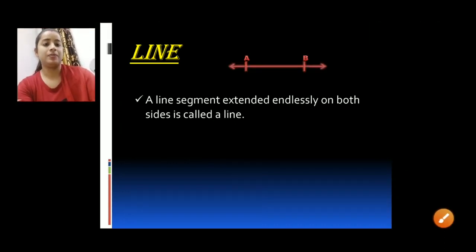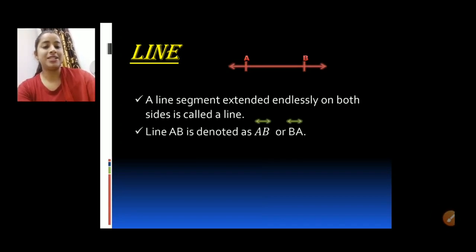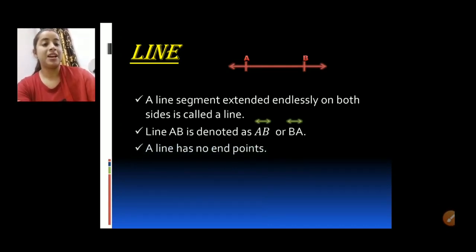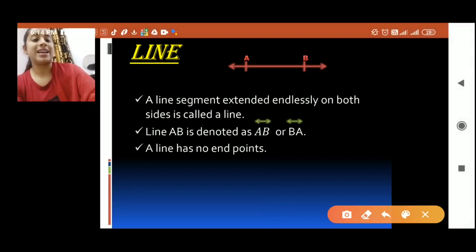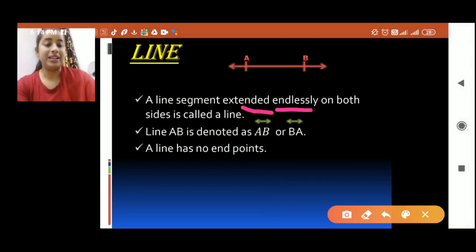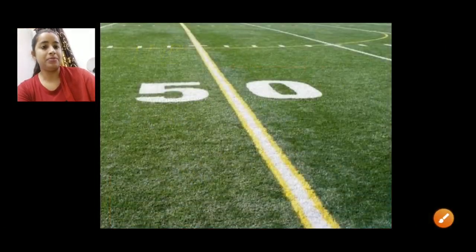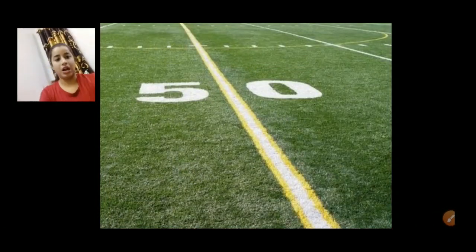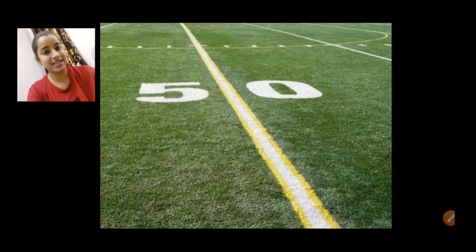So here we are. Line AB is denoted as AB with a small dash with a both-side arrow, or BA with an arrow on the top. A line has no end point. As you know this very clearly, that it is extended endlessly. It means it doesn't end. So it's not possible to have any end points. Let's take an example. Here you can see a picture of a ground where the line is given which is extended on both the sides endlessly. So it's an example of a line.